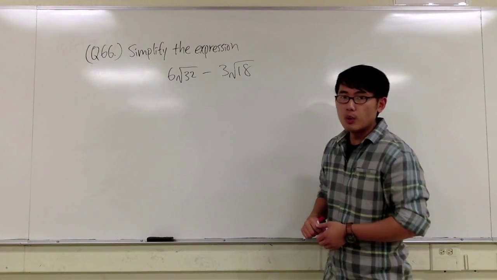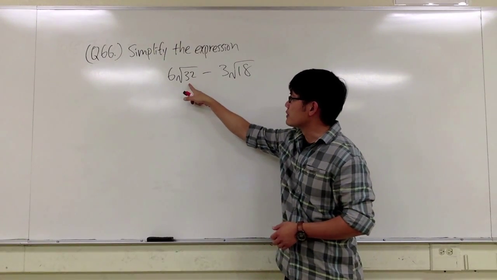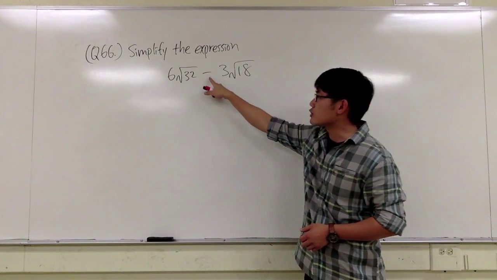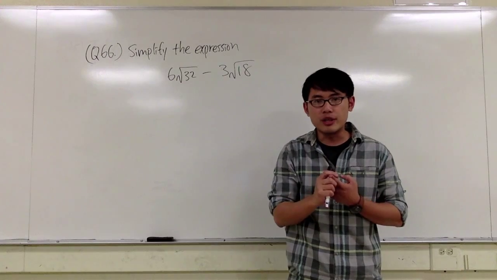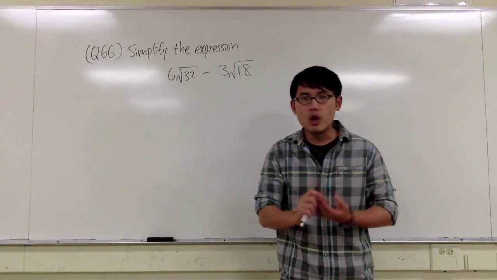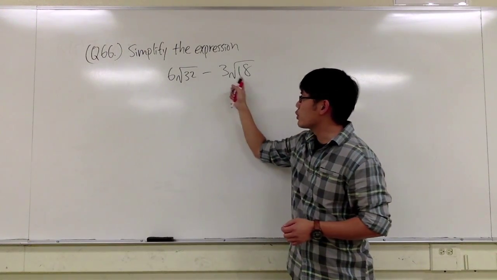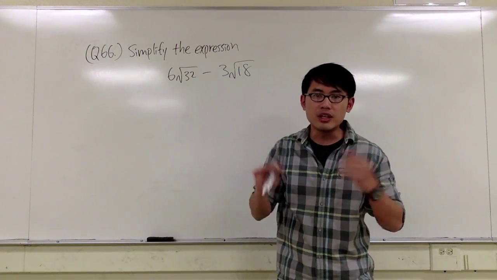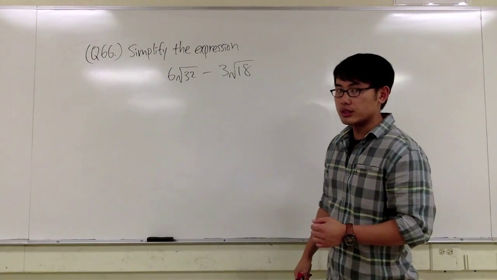Number 66, we are going to simplify 6 times square root of 32 minus 3 times square root of 18. And notice that this is a subtraction question. When we are dealing with subtracting or adding square roots, we must simplify each square root first. And then hopefully they are the same square roots at the end, then we can combine like terms. And this is how we do it.